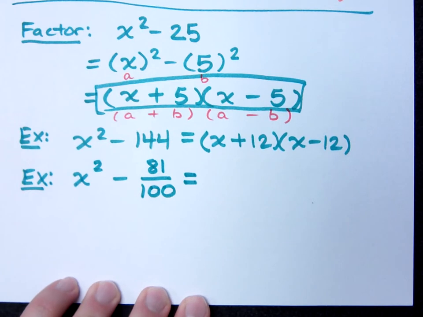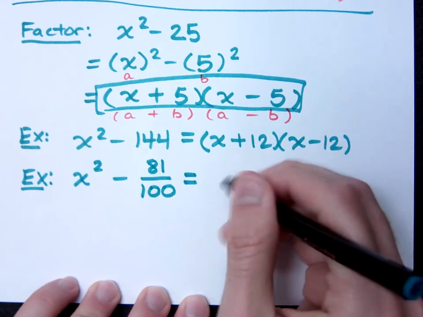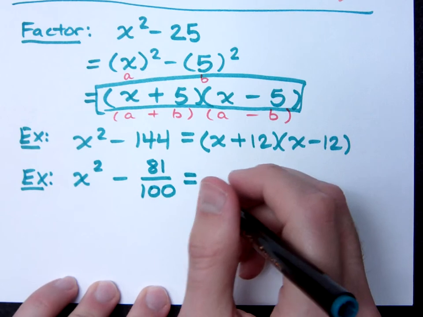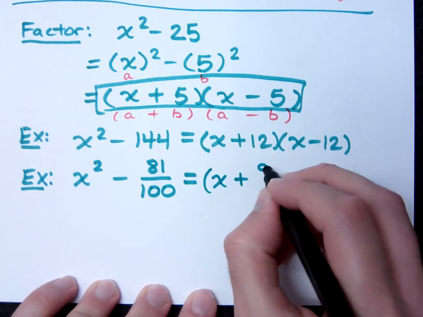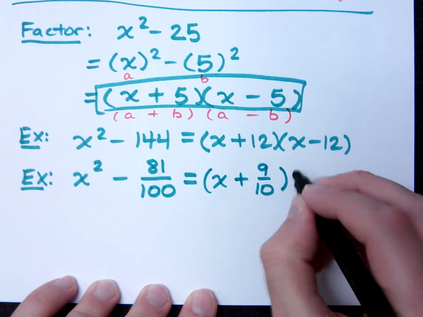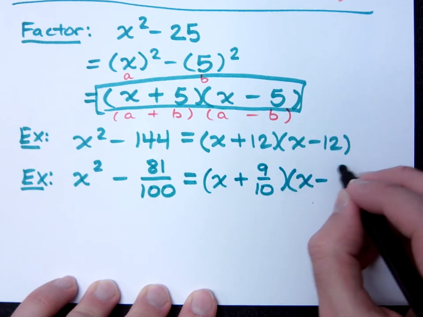What? Oh, so I just write 9 over 10 over here, squared. No. X minus 9 over 10. X plus 9 over 10, times x minus 9 over 10.